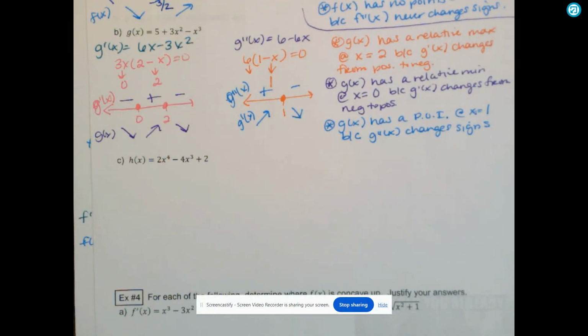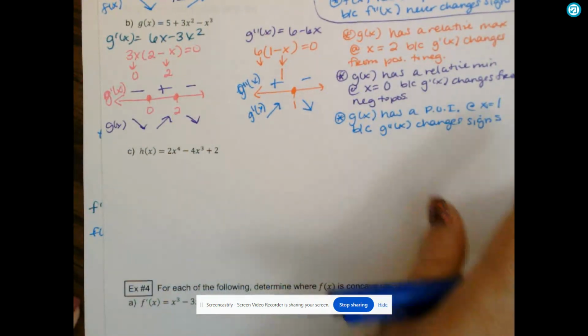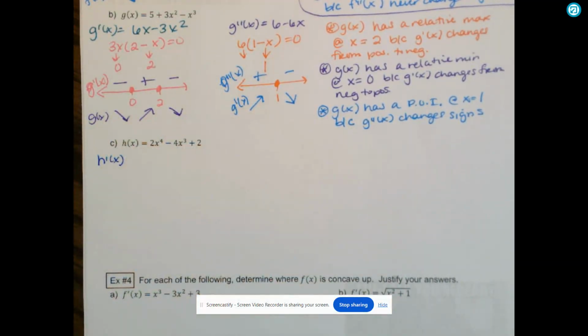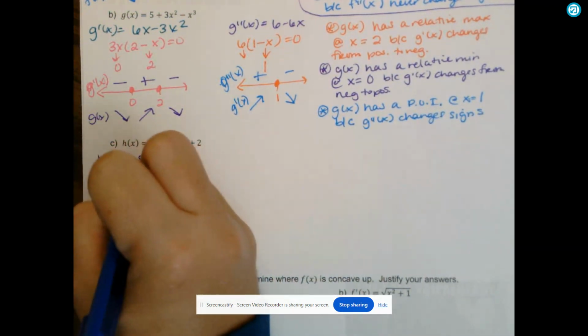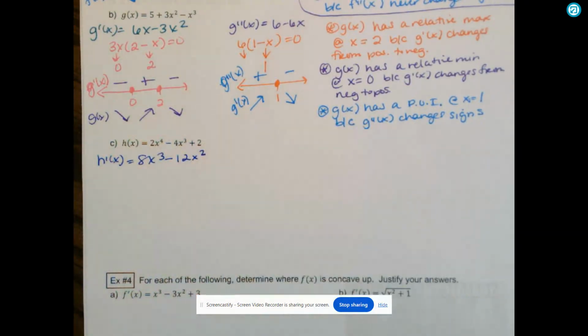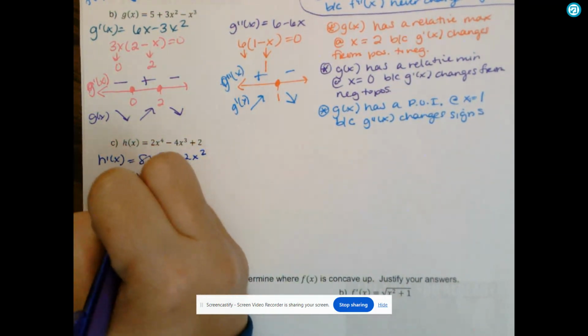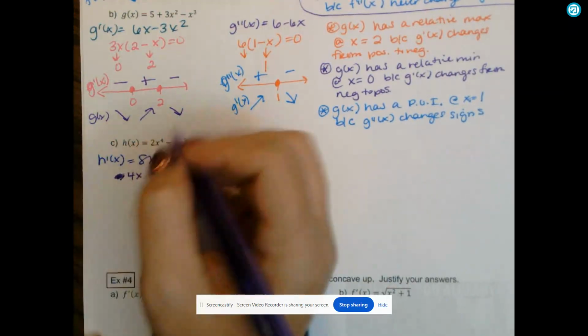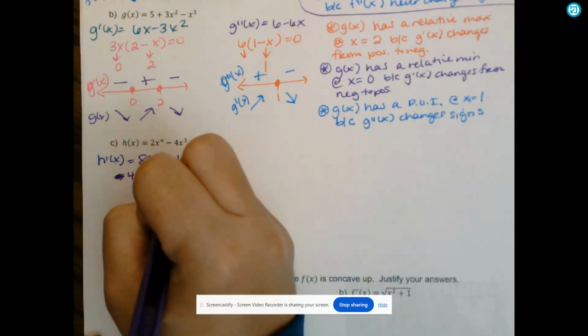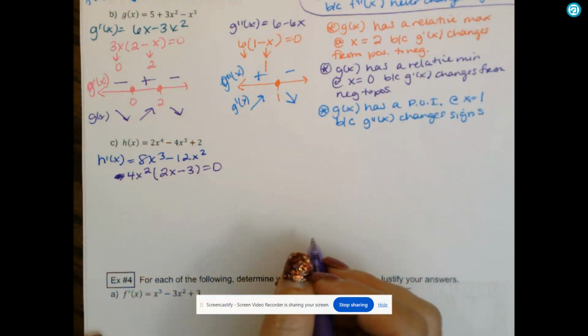All right, letter C. Okay, let's jump right to our derivative. So the derivative of h, so h prime of x, is going to be 8x cubed minus 12x squared. All right, so let's factor out our GCF here, which is going to be 4x squared. That's going to give me 2x minus 3. And we want that equal to 0.